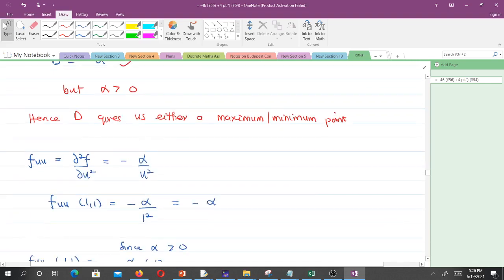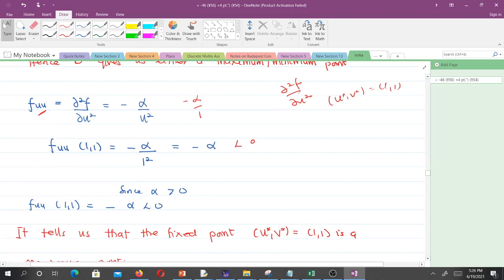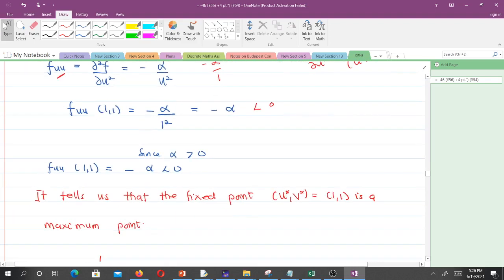To find out whether it is maximum or minimum, we have to find the del squared f over del u squared, right? When you find that one, you are going to get minus alpha over u squared. So at the fixed point u star, v star equals 1, 1, this will give us minus alpha over 1. So that means you are going to get minus alpha, which will be less than 0, since alpha is positive. Because it is negative, it tells us that the fixed point u star, v star equals 1, 1 is a maximum point. If it was positive, it would have been a minimum point.